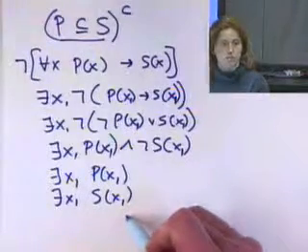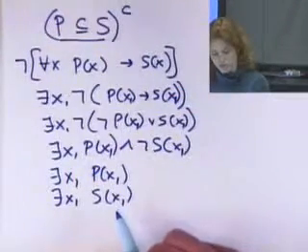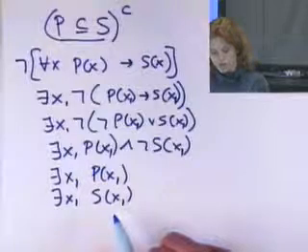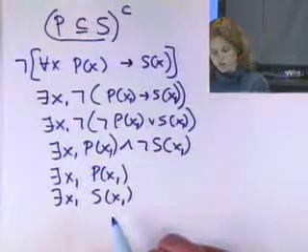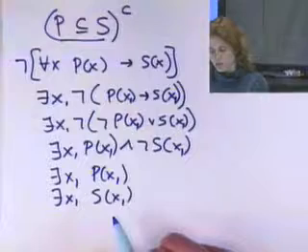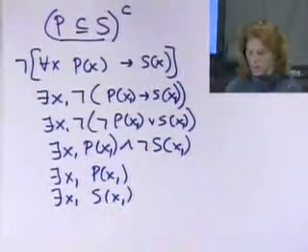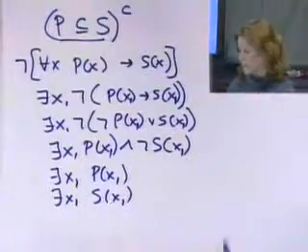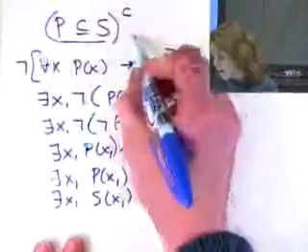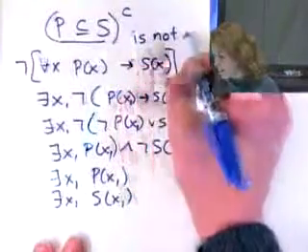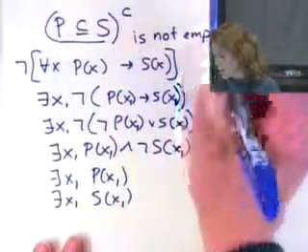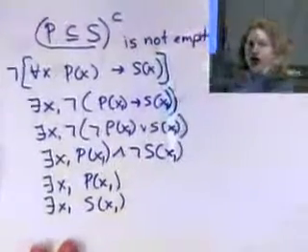So then the proof on that one being Q of X and not R of X? Is that how you would read that? Okay. The statement was P is a subset of S, complement, is not empty. So I didn't write the whole thing. I just translated that part. So is not empty means that there exists a point that's in there, right?